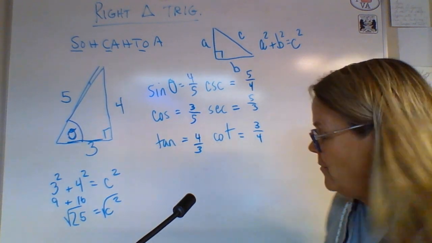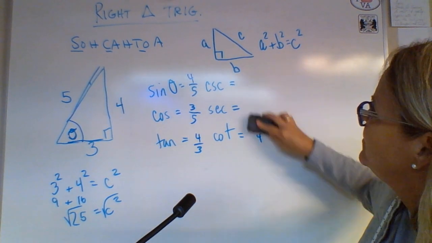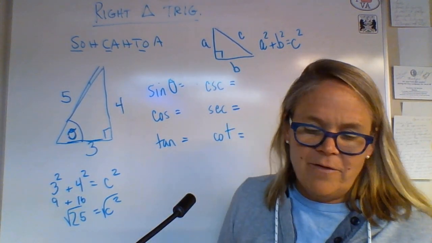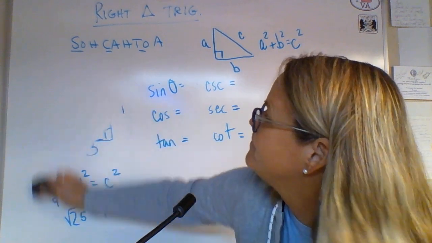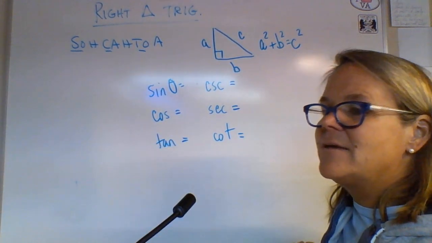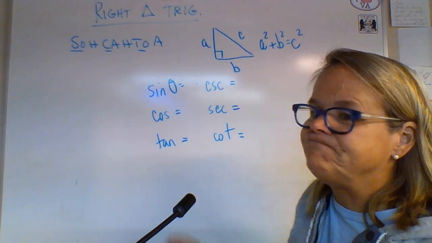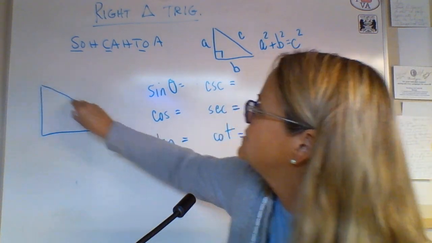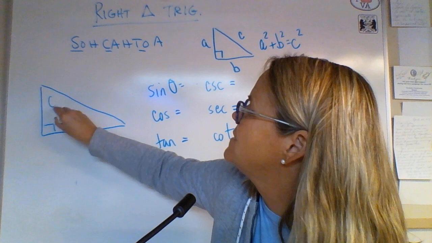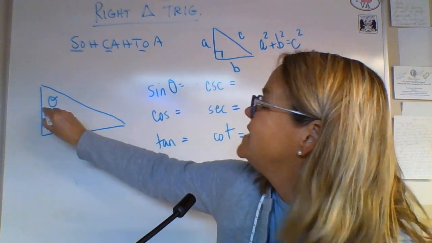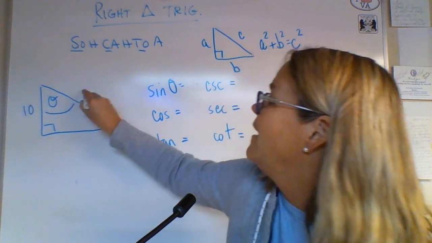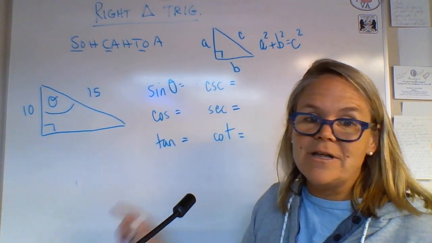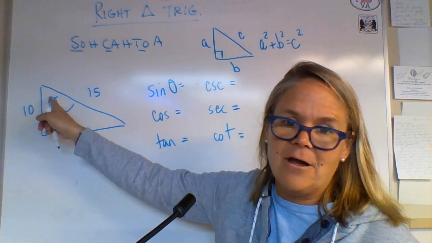Okay? Now, other question comes in. That was a nice missing side. So if I change this and I make this triangle, let's say I give you this. This is theta. This is 10. And this is 15. So when I do these trig functions, I'm always going to look at that angle.